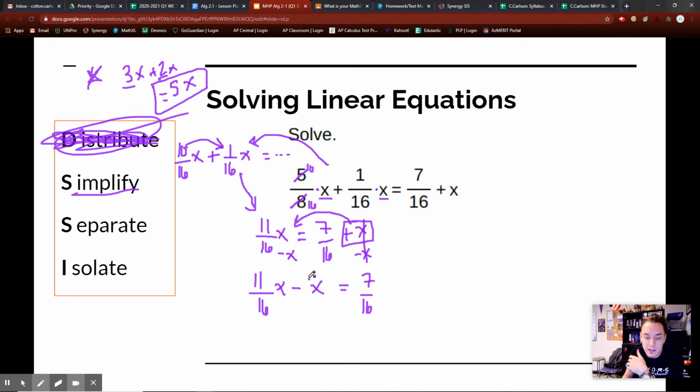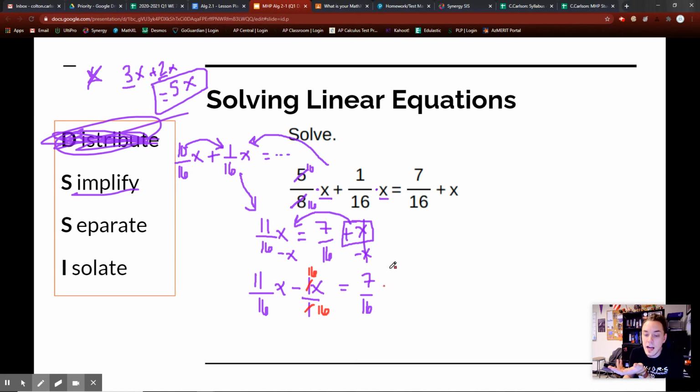So this is technically 1 all over 1. That's the coefficient here. 1 all over 1. So I'm going to change to a different color. Let's just go to red here. So 1 all over 1. So I need to make sure I get the common denominator. So that means I need to times this 1 by 16 to get 16. I times that 1 by 16 to get 16.